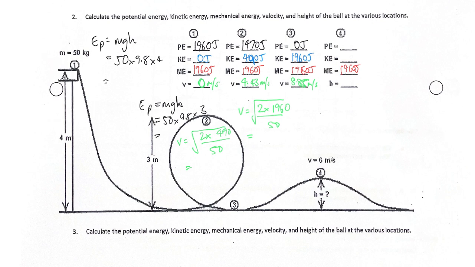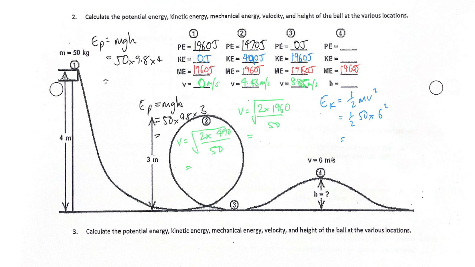So now, in the last situation, situation number 4, we are given its velocity. What can we use that to work out? Find the height, but how? What's the first thing I need to do? I need to work out the kinetic energy. Good. The equation for kinetic energy is EK is equal to half mv squared. So it's half times 50 times v squared, which happens to be 6 squared.